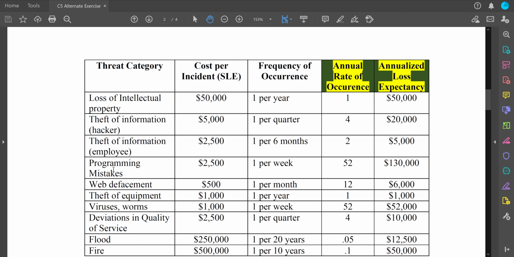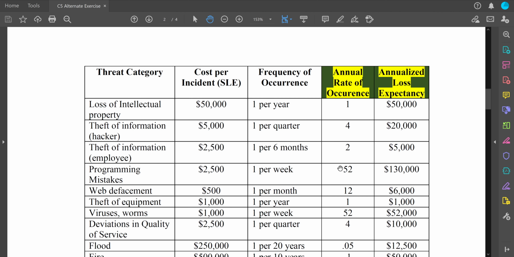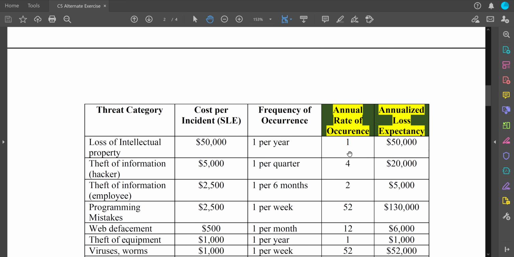Let's do this other one. Programming mistakes. This happens once per week. How many weeks are in a year? 52. So that means the ARO for this threat category that happens once per week is 52, right? So that number is extremely important once we want to calculate the ALE, right?